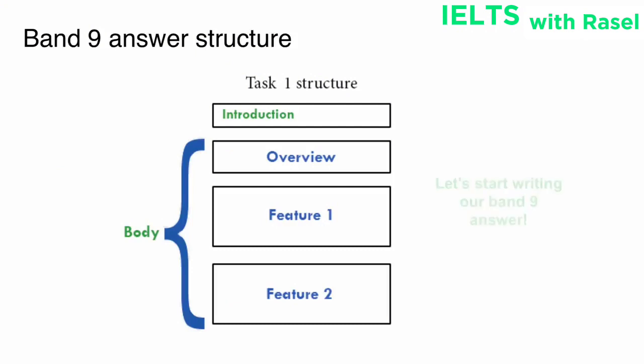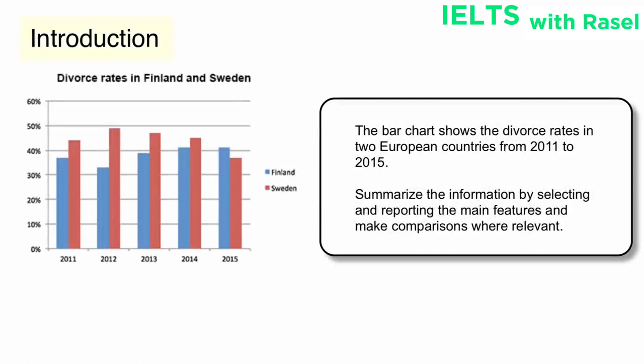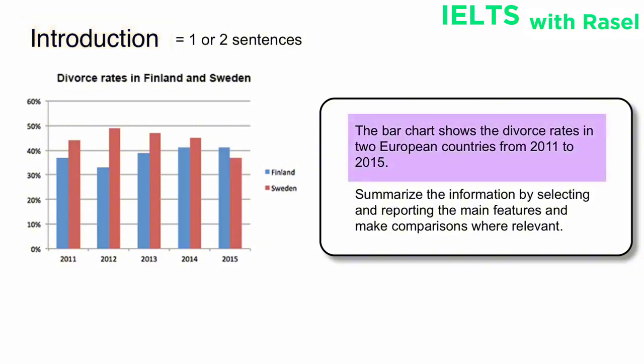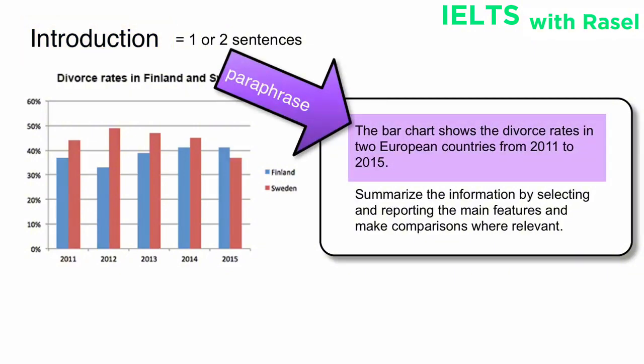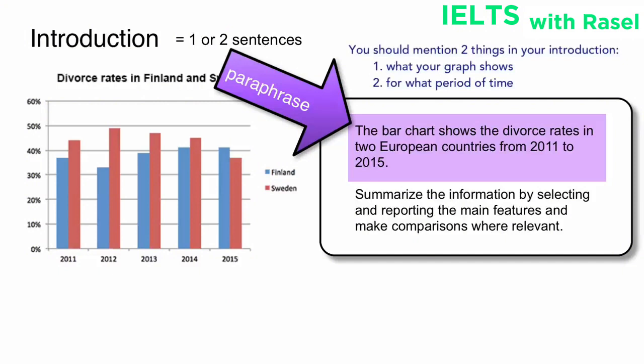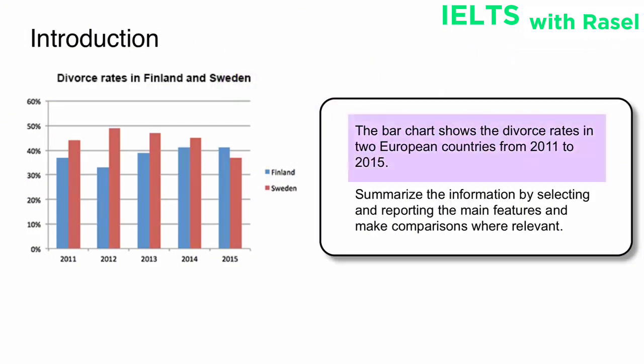Now you know the answer strategy. So let's start writing our band 9 answer. And our first paragraph is an introduction. The introduction is 1 or 2 sentences where you simply paraphrase the information from your question. You should mention 2 things in your introduction: what your graph shows and for what period of time. So instead of writing the bar chart shows the divorce rates in European countries from 2011 to 2015, we should write a paraphrased version of this information by using synonyms.